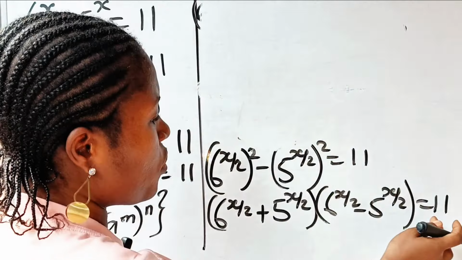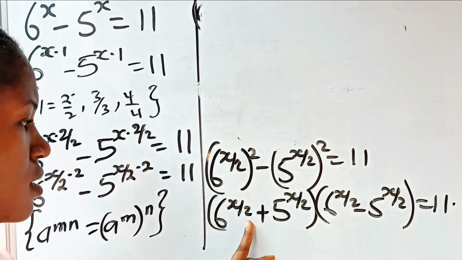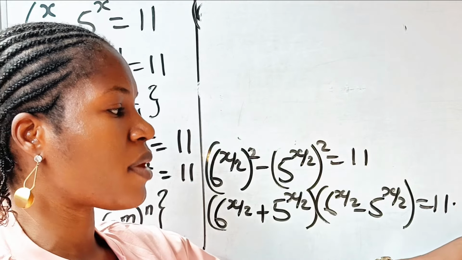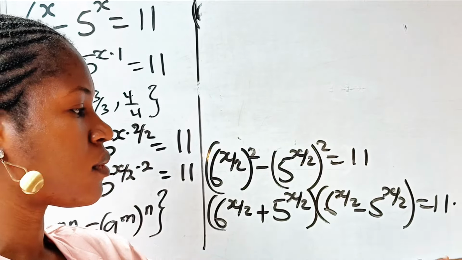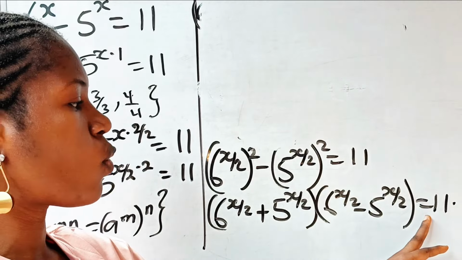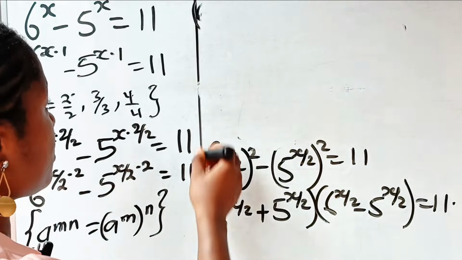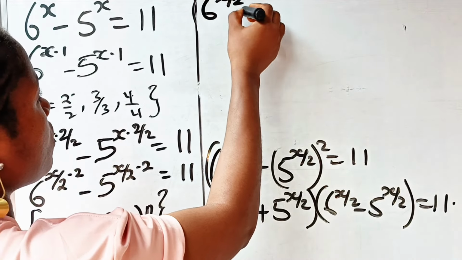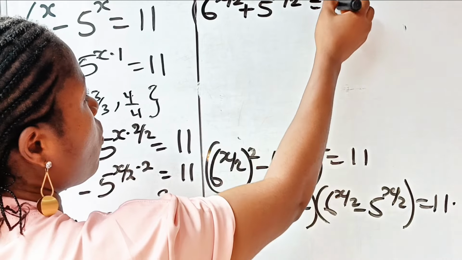So I should write this to be equal to 11 multiplied by 1. Yes, because this is supposed to be greater than this. So it has to be 11 multiplied by 1 and not 1 multiplied by 11. Now, having made such, if this multiplied by this is equal to 11 multiplied by 1, it simply implies that 6 to the power of x over 2 plus 5 to the power of x over 2 is equal to 11.